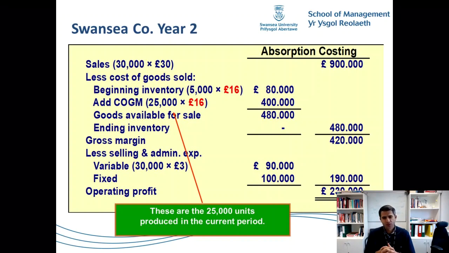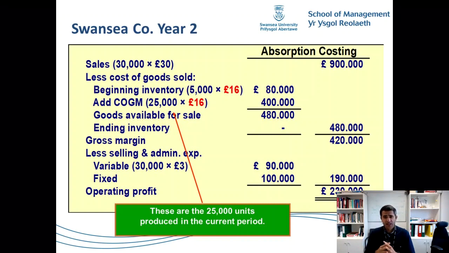Why is closing inventory zero? Because the company produced 25,000 units, plus they have 5,000 units at the beginning of the year as beginning inventory. In this case, the company has 30,000 units available for sale. And what happened? They managed to sell all of them. This is why we don't have inventory at the end of year two.